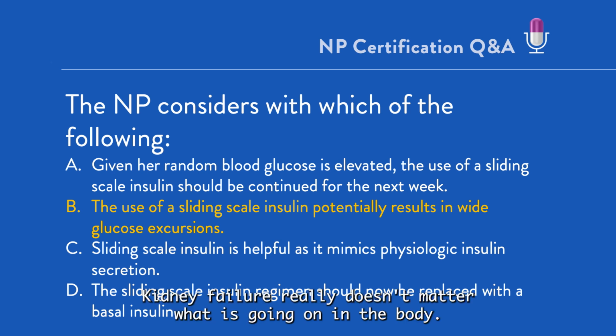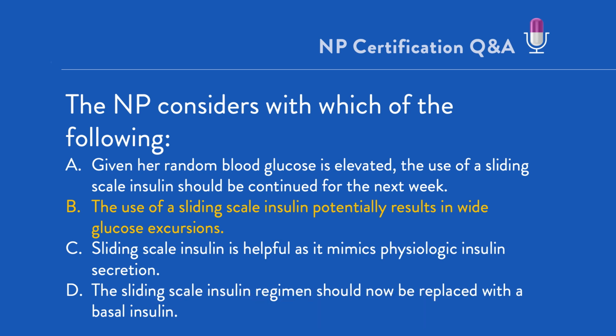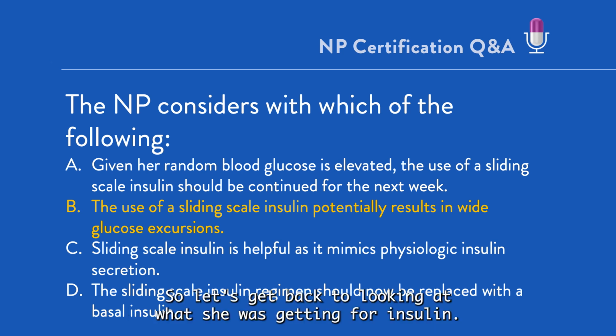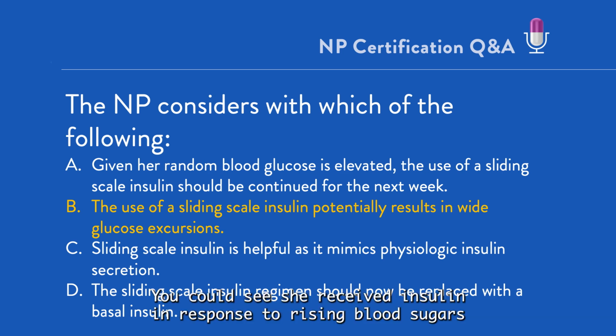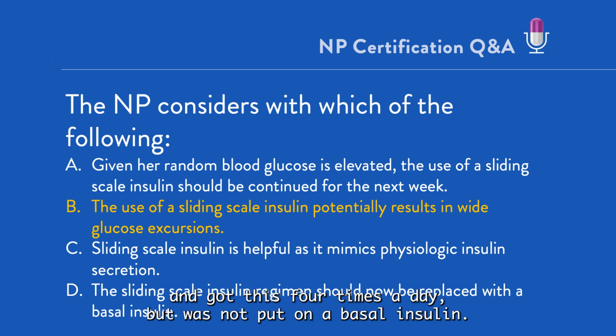Really doesn't matter what is going on in the body. Insulin will work. Now, the dose needs to be titrated carefully, but it works regardless of comorbidity. So let's get back to looking at what she was getting for insulin. You could see she received insulin in response to rising blood sugars and got this 4 times a day, but was not put on a basal insulin.